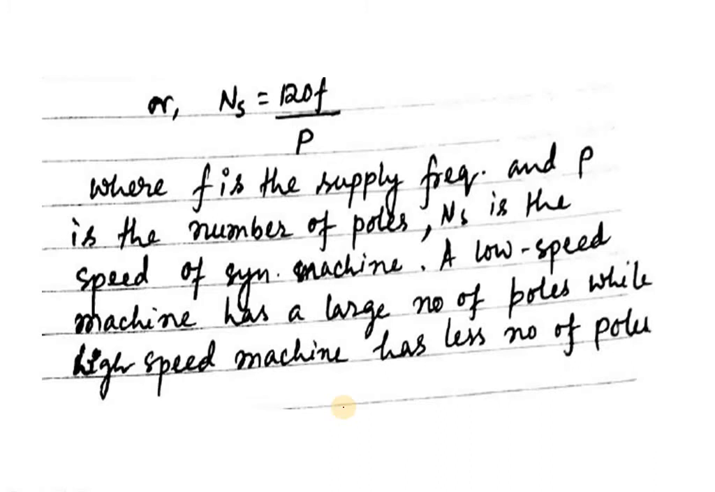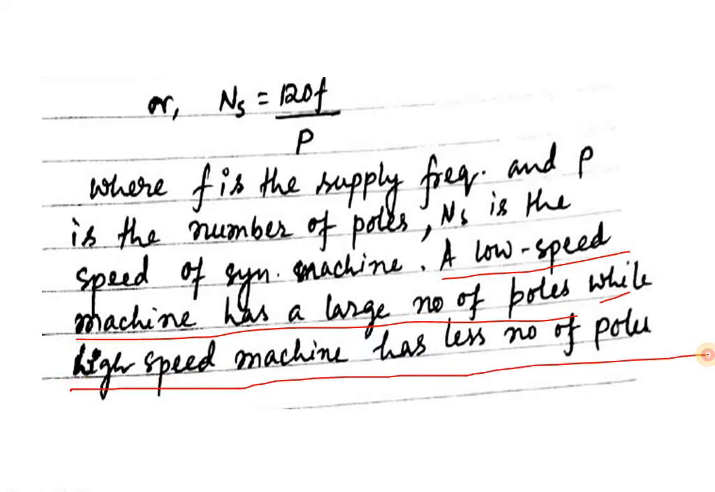A low speed machine has a large number of poles while a high speed machine has fewer poles. Remember this one. A low speed machine has a large number of poles while a high speed machine has fewer poles.